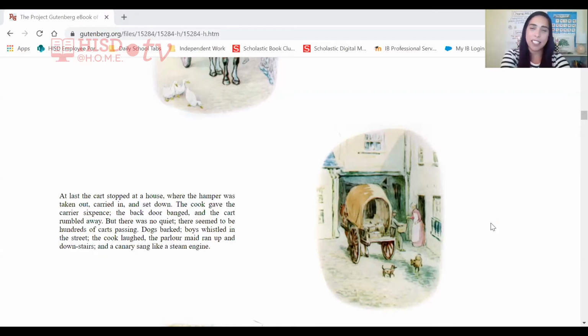I've also used the clues that the author has given me that he is no longer in the garden. The cart has gone miles and miles. He is now in a loud environment, and he is being carried and jumbled around. I'm also making some inferences about how much it cost. The words say 6 pence. The cook gave the carrier 6 pence.